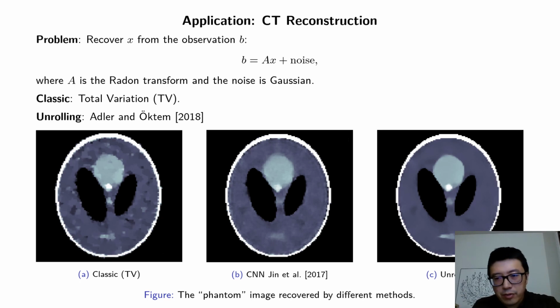So classic total variation was applied to CT imaging around 2008. So this is about a 14-year-old technology. And on this particular test I'm showing you, TV did not do a good job. And five years ago, CNN did a much better job, and this unrolled algorithm gives you a cleaner image.